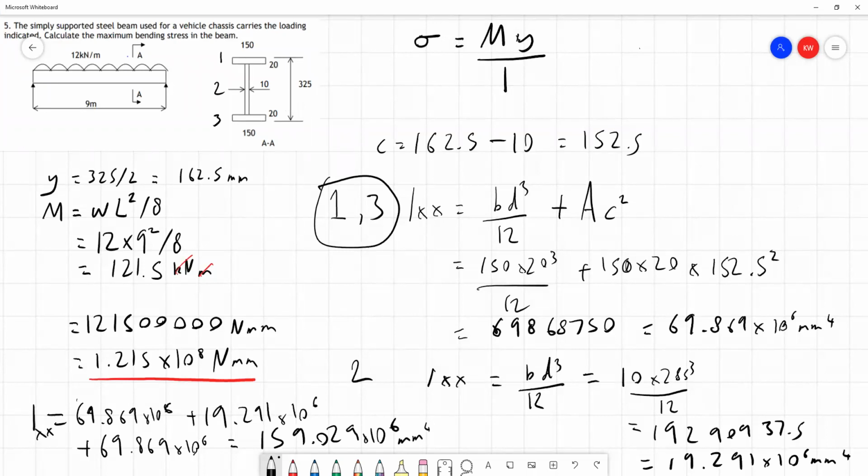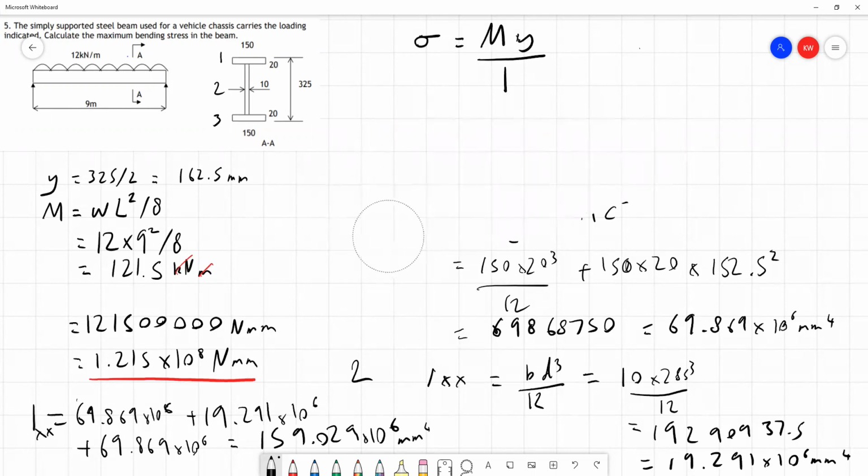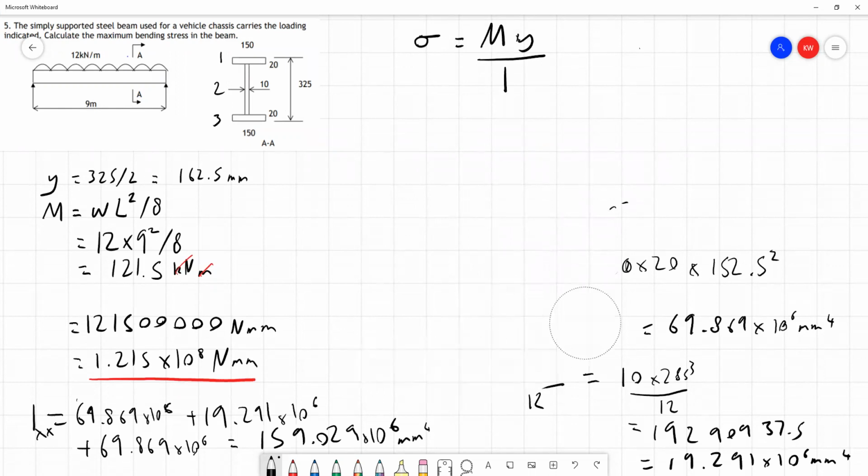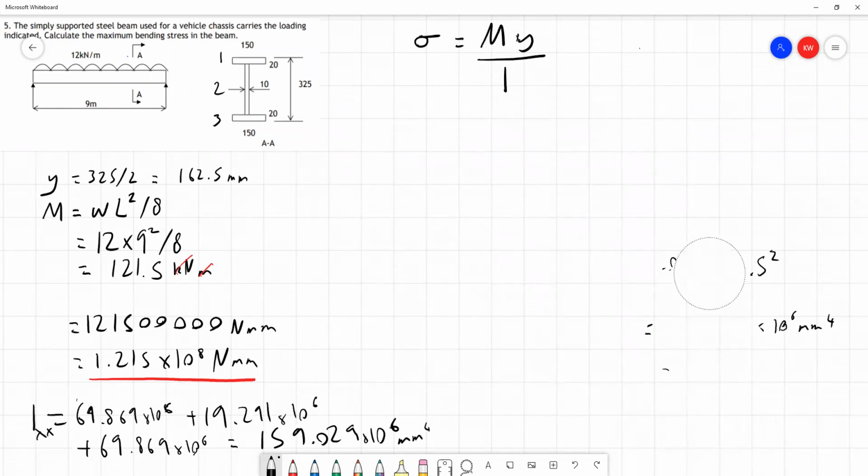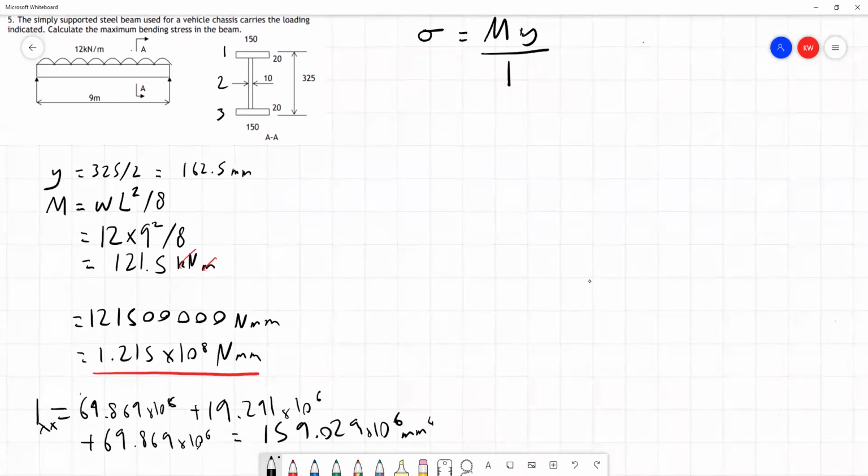I'm about to rub off everything from calculating the second moment of area, so either pause or go back if you want to see that again. I'll underline the final answer for our second moment of area so it's clear what we're using. That's our value for IXX here. And of course, we had our value for Y up the top. The three I've underlined in red are the three values that are going to go into this equation for maximum stress. So now we can put them all together.